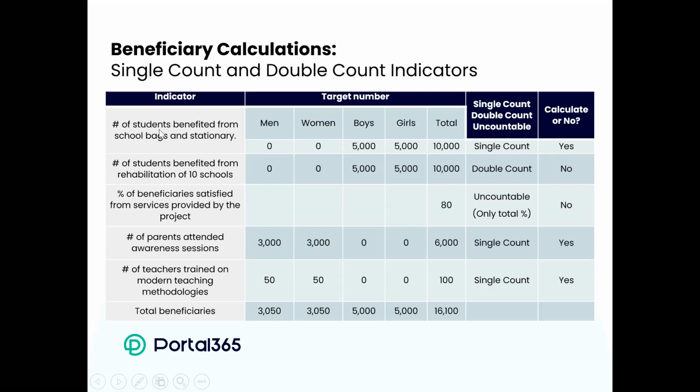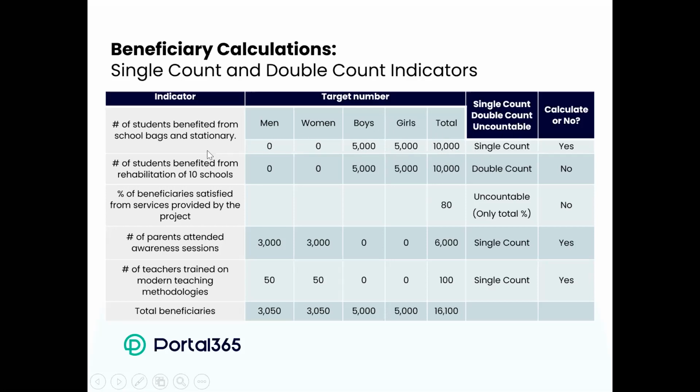So let's see, for example, an education project. We have these activities reflected by these indicators. For example, number of students benefiting from school bags and stationery. Because we are talking about students, they are for sure below 18 years old, so no men, no women. We will have, for example, 5,000 boys and 5,000 girls, so we expect 10,000 beneficiaries who are students, boys and girls.